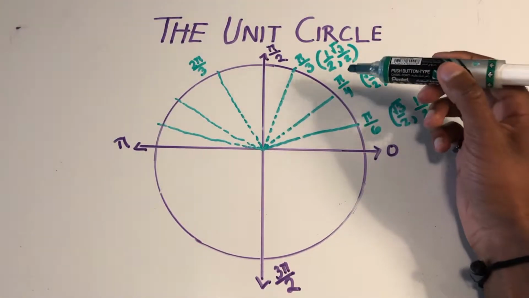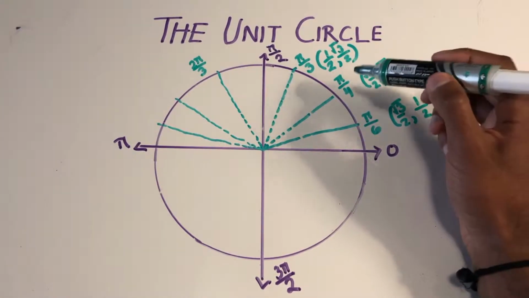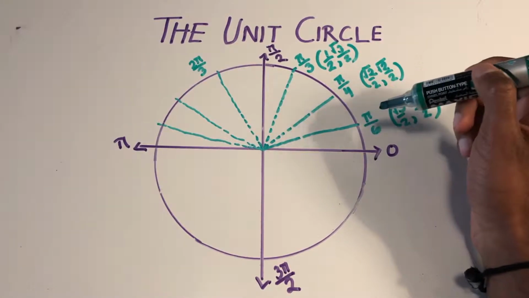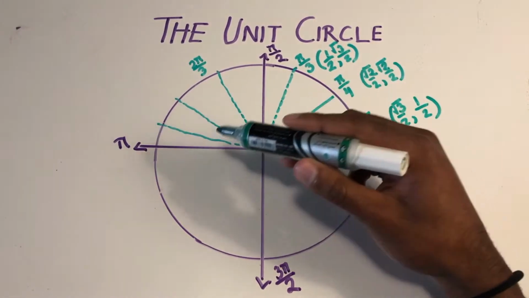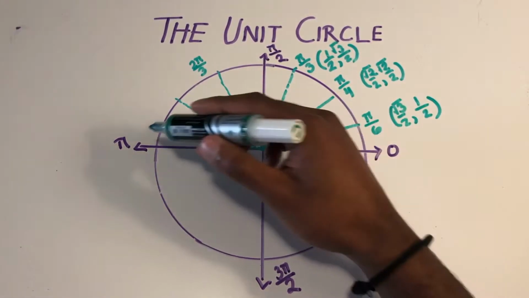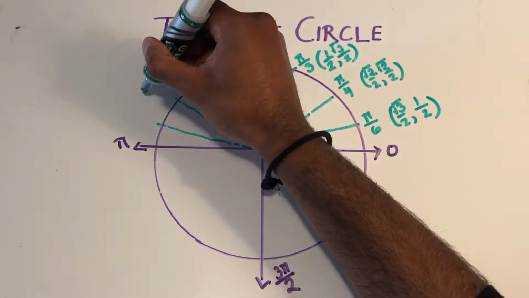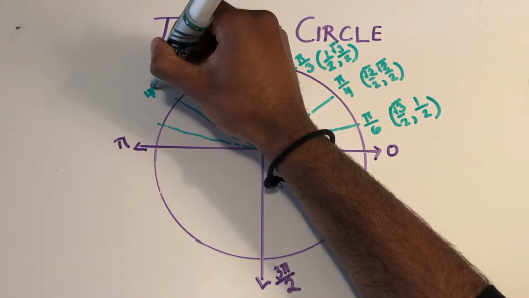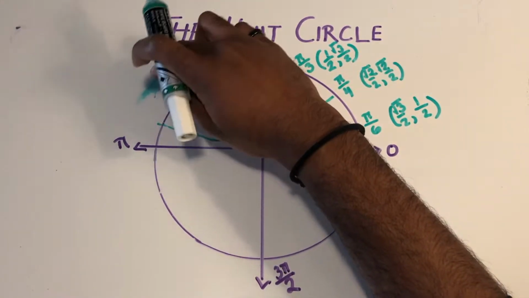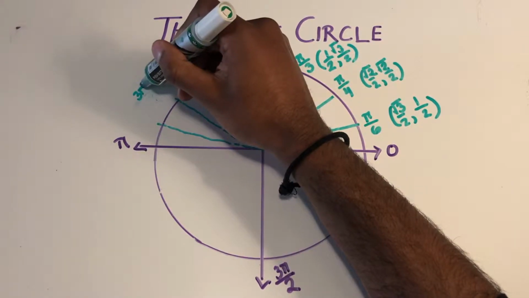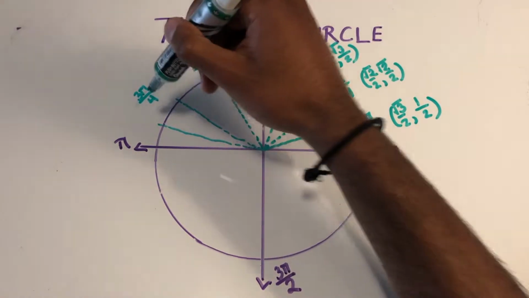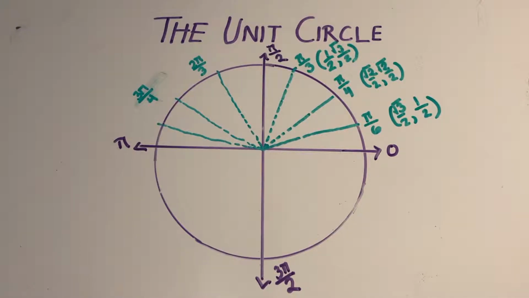Now, if I add another pi over 4, so pi over 4 plus pi over 4 plus pi over 4, that's going to give me 3 pi over 4. And if I add another pi over 4, that's going to give me 4 pi over 4, which is just pi. So here we have 4 pi over 4, we have 3 pi over 4. Now this is going to get a little bit messy, but I'll try to be as neat as I can with my writing.